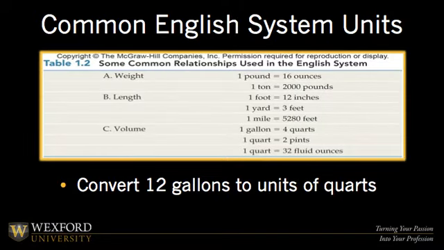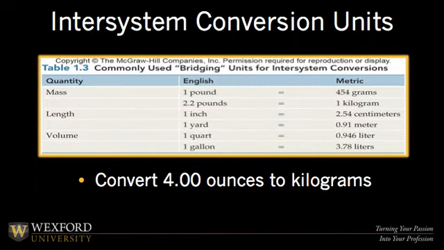Now the common English system units are listed below for weight, length, and volume. Try to convert 12 gallons to units of quarts as an example of your understanding of this conversion. There are also intersystem conversion units, where we would see going between mass from English to metric, length from English to metric, and volume from English to metric. So try to convert 4.00 ounces to kilograms.